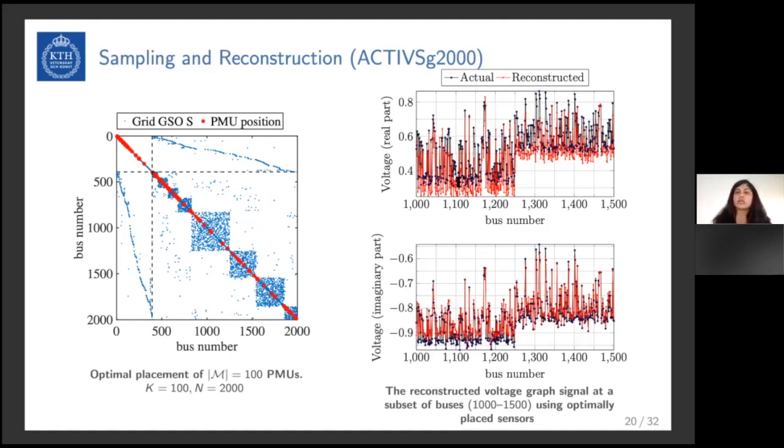And on the right here, I show the actual versus the reconstructed voltage after I place these PMUs. And as one can see, the loss is very little, even though you have very few measurement units in the system. And why is that? Because this is a very low pass graph signal, so all of its energy is concentrated in the first k graph frequencies, with k being small. So the number of graph frequencies the energy is localized to is very small. So that shows you the results on sampling and reconstruction.